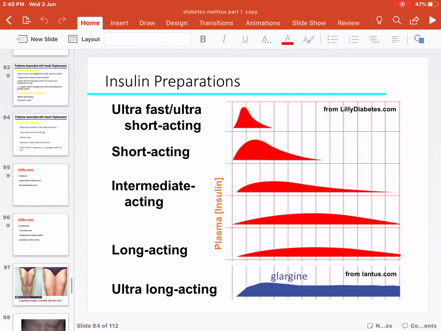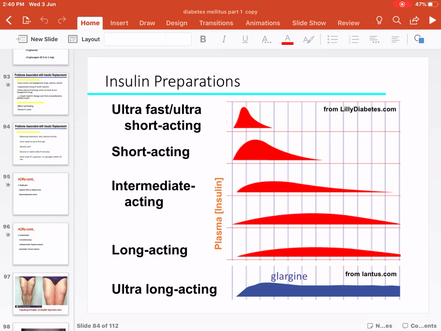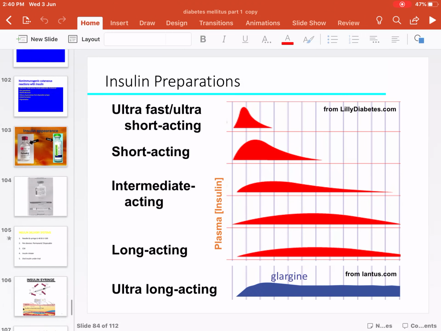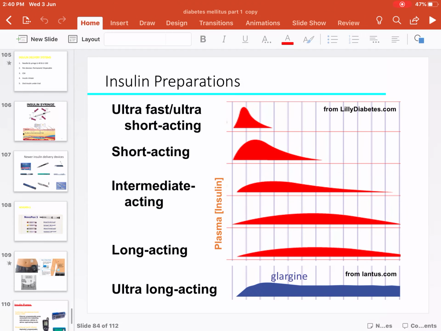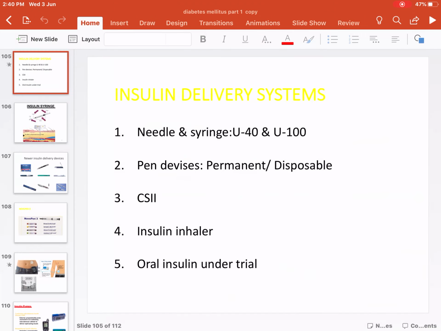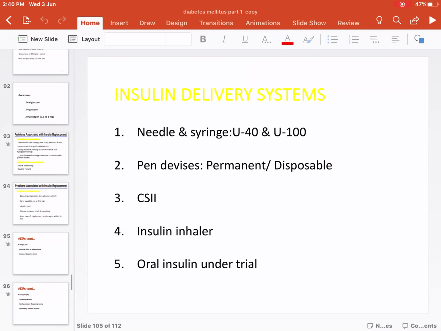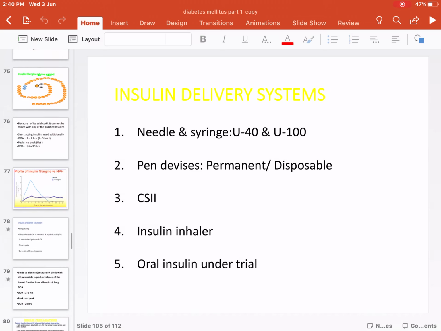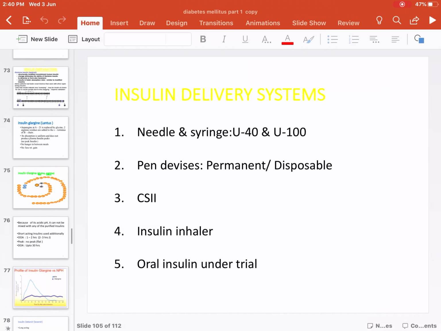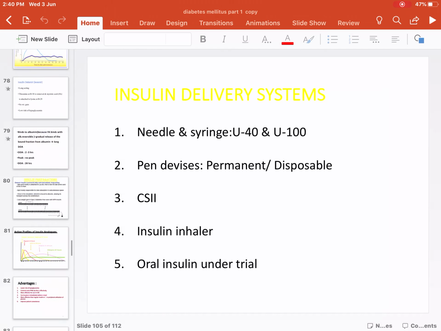So for insulin as a main question, we need to learn how it's synthesized, how it is secreted, what the mechanism of action is, what the physiological actions of insulin are, what the insulin preparations are, uses and adverse effects of insulin, and what the insulin delivery devices are. In the next class, we'll be learning about oral hypoglycemics. So with that, we conclude the class. Thank you.